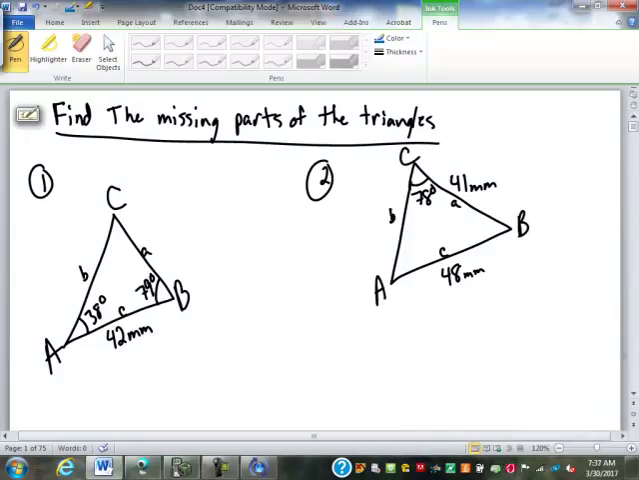All right, so for number one, we have two angles and a side. In that situation, we can always solve it using the law of sines.